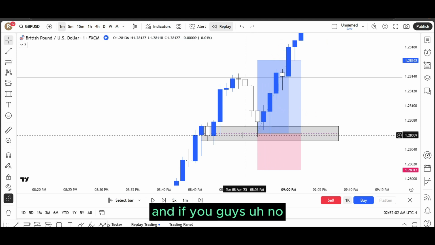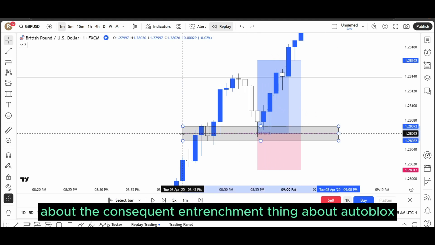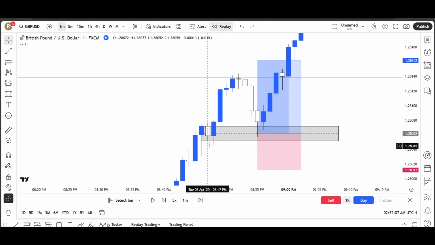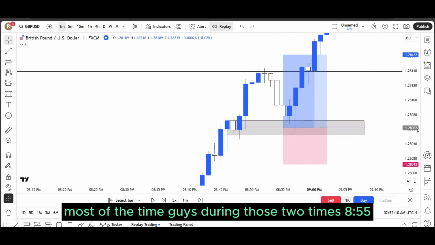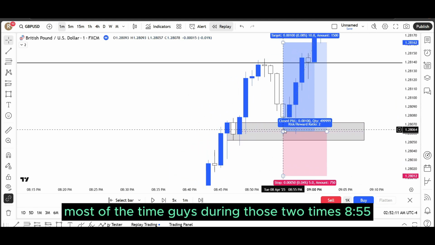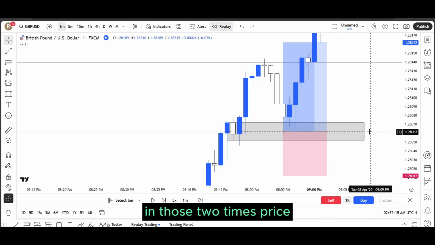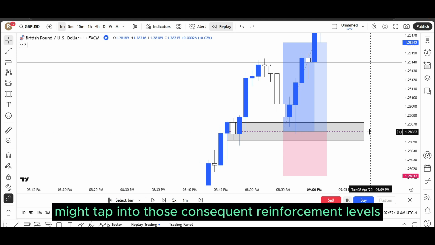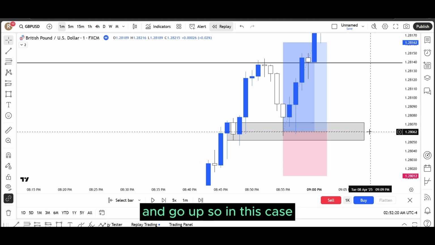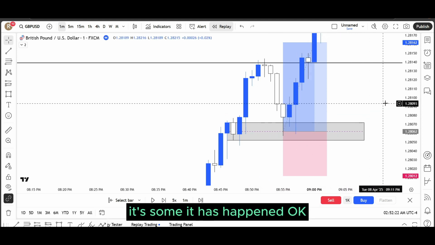And if you guys know about the consequent encroachment thing about order blocks, most of the time, guys, during those two times, 8:55 and 8:57, price might tap into those consequent encroachment levels and go up. So in this case, it has happened. Okay, you guys can see.